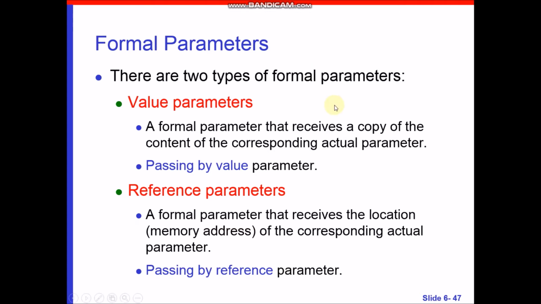So what are value parameters? Value parameters are formal parameters that receive a copy of the content of the corresponding actual parameter. Then it is passing by value. While for reference parameters, it is a formal parameter that receives the location, which is the memory address, of the corresponding actual parameter, and it is also passing by reference. So here you need to know the differences between the value and the reference parameters.